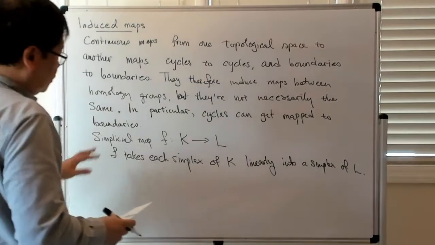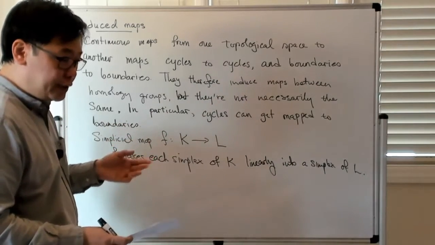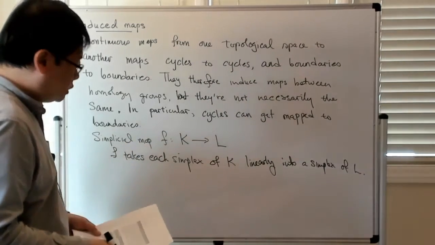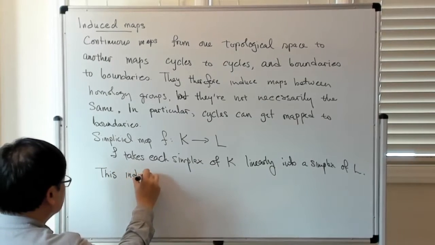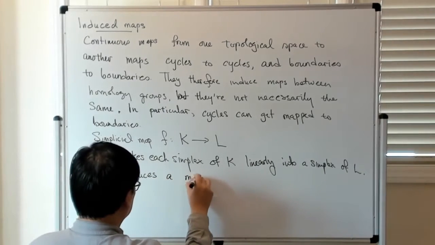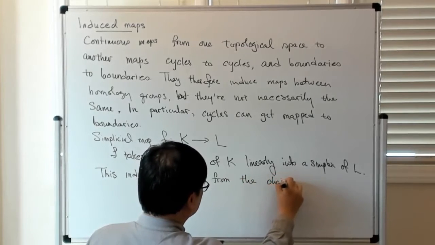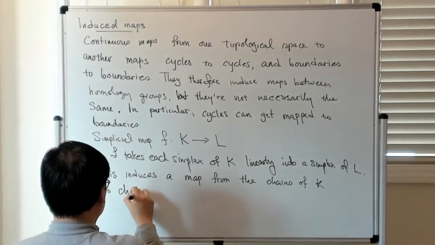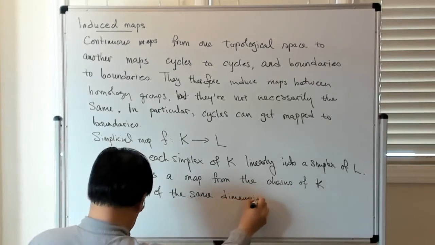Okay, so if you have mapped simplices to simplices, and the simplices are the generators of the chain group, you might expect that you can extend these maps, again by linearity, to the chain group. So this induces a map from the chains of K to chains of the same dimension of L.